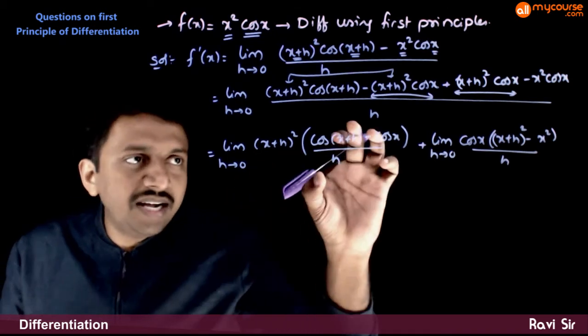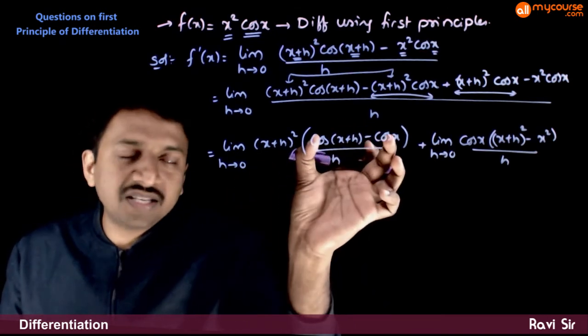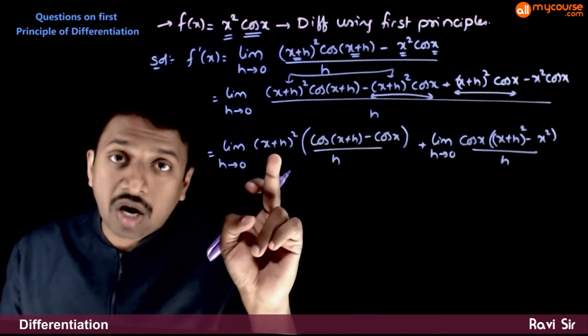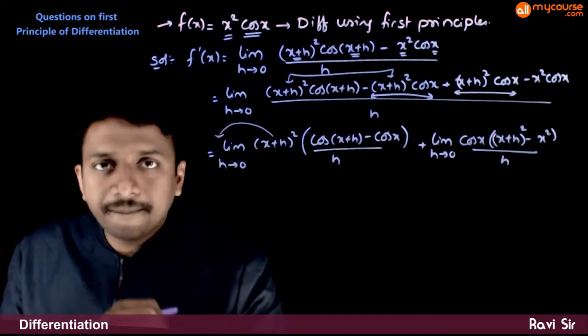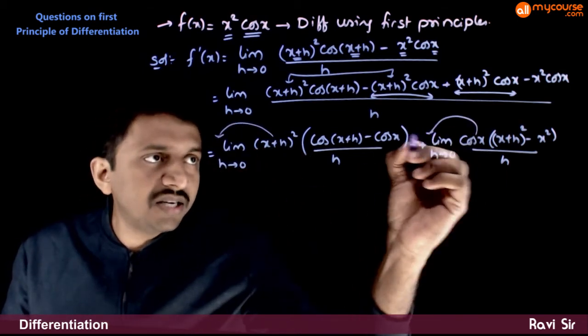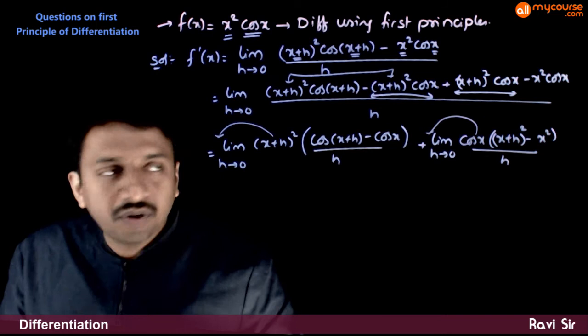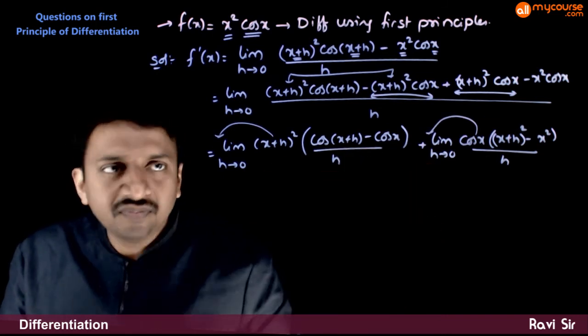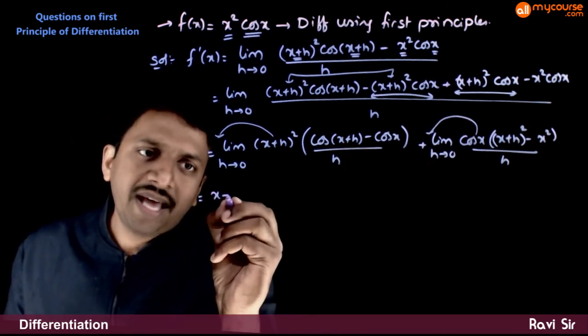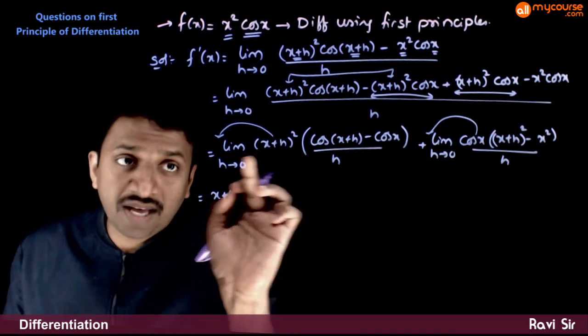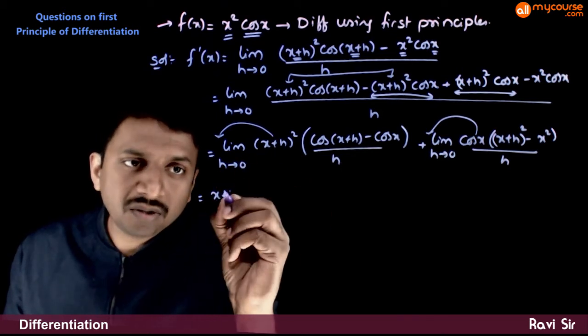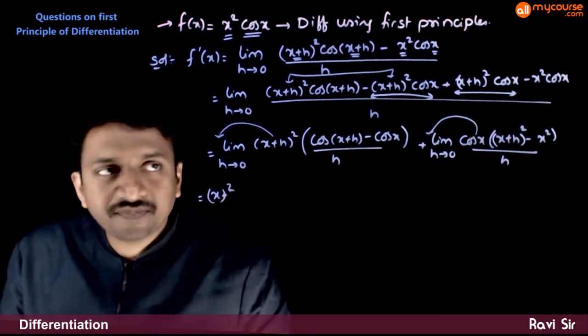So here the indeterminacy is in this term. This is becoming 0 by 0. This is not indeterminate, so this can go out. Here cos x is a constant. It can come out because the limit variable is h. So that is equal to x plus h whole square. As h goes to 0, this directly becomes x square.